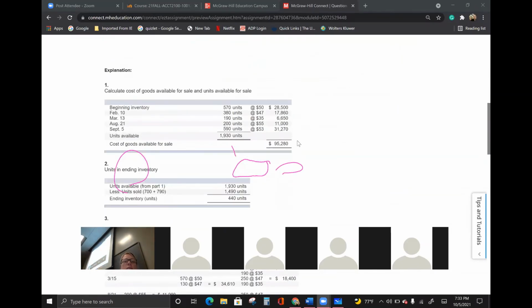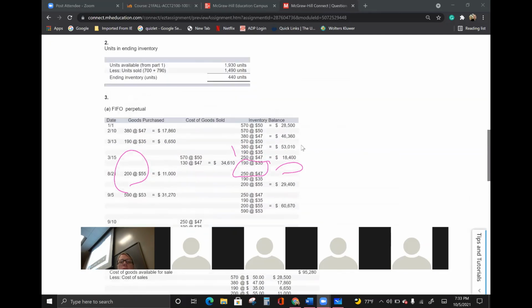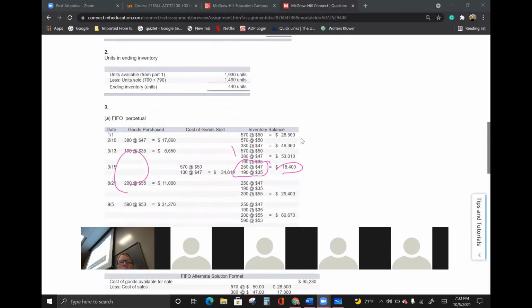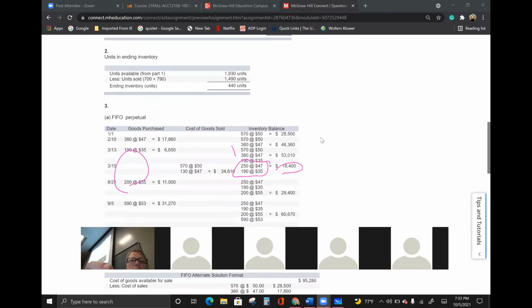I wonder if I can erase. I don't know if I'm able to get it back in there. Okay. So here's my sale on 3/15. I have the 570 at 50. The remaining is 130 at 47. And there's my cost of goods sold.